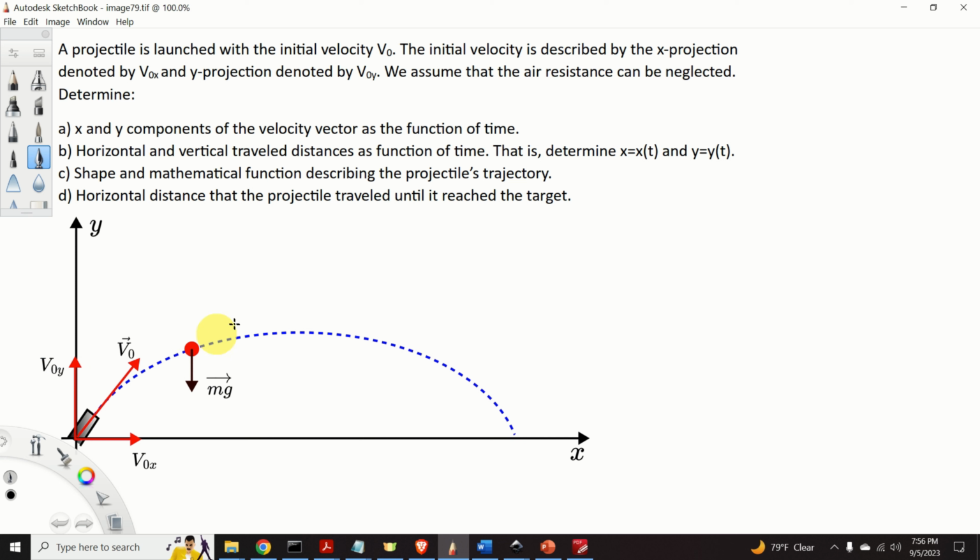We need to determine: A. X and y components of the velocity vector as the function of time. B. Horizontal and vertical traveled distances as functions of time. That is, we need to determine x as a function of time and y as the function of time. C. Shape and mathematical function describing the projectile's trajectory. D. Horizontal distance that the projectile traveled until it reached the target. That is, we need to determine this distance and the shape of this function.